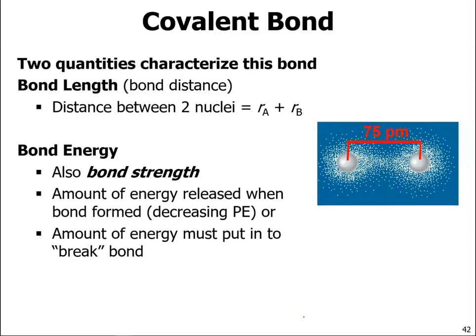Remember, when a bond forms and these two protons, for example, come together, there is going to be energy released because this releases energy as these electrons come closer to more positive charge. If we want to break this bond and pull the electrons away from those other protons, then that's going to require energy. Bond length is one characteristic, and the amount of energy associated with that bond is another.